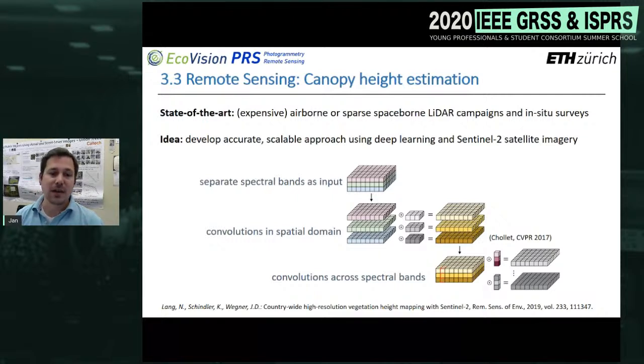Our idea is now to do this based on optical satellite data. So we want to develop an accurate, scalable approach using Sentinel-2 satellite images to estimate canopy height. The basic component here is that we separate the spectral information about the canopy height from the spatial context, so the texture of the images. And we use the Chollet et al. CVPR 2017 approach, where we have separable convolutions.